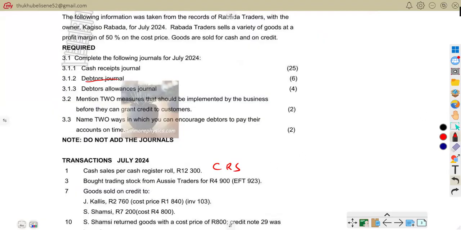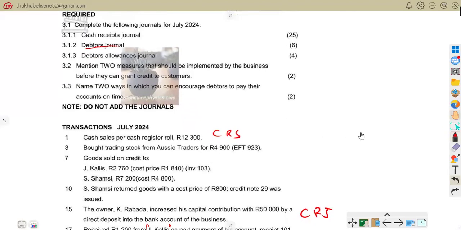So as we are on debtors journal, the rule under debtors journal is that it records credit sales only. That's the rule for debtors journal. Remember, the cash receipt general rule was to record the money that we received by cash. So debtors journal is about recording credit sales only. So understand that very well.